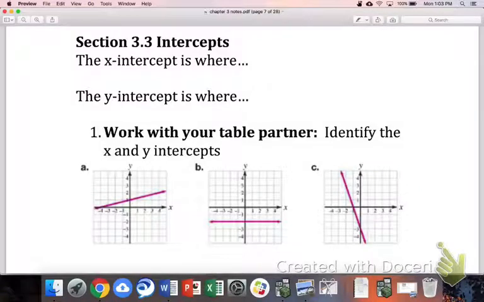And then we'll get into some where you guys are just kind of working together. So the first thought is the x-intercept is where... Remember, we're talking about lines in our chapter here this time. So what do you think the x-intercept would be as far as the graph of a line?